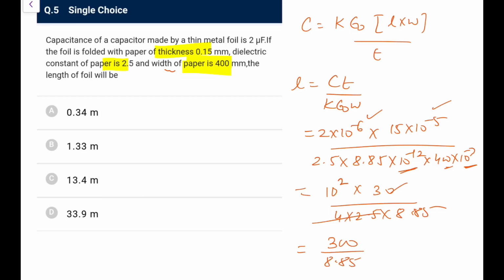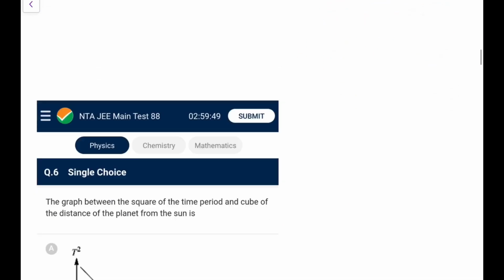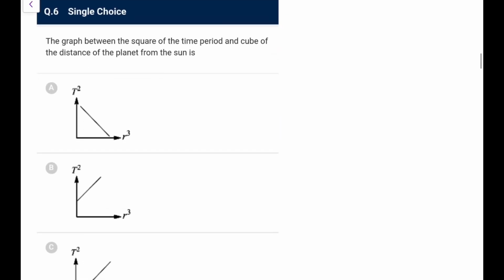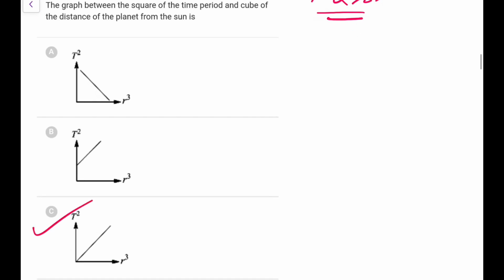So you can make it out, it would definitely be less than 40 but greater than 30, so it would be 33.9. I can make it out from this data. Next, the graph between the square of the period and the cube of the distance. You know this, T squared is proportional to r cubed, so it would be a direct proportionality curve, so option C would be there.